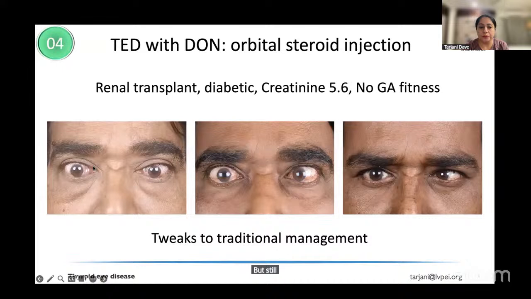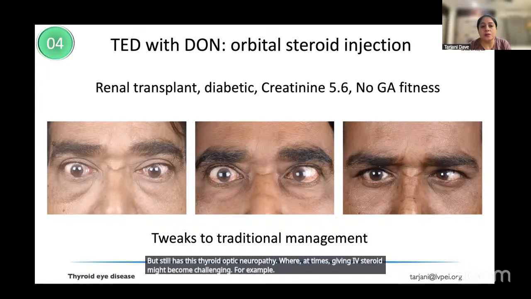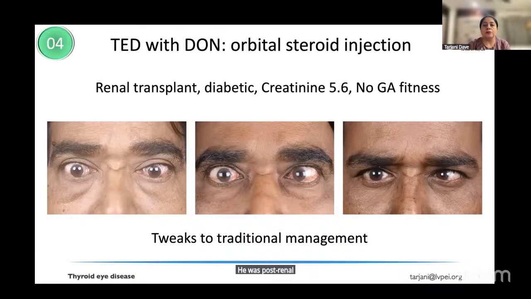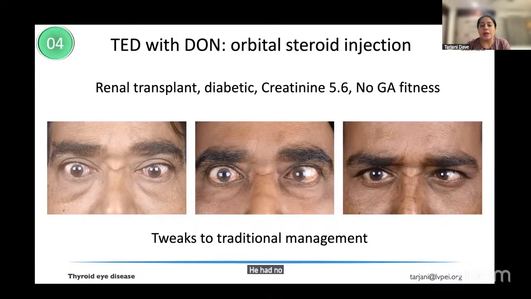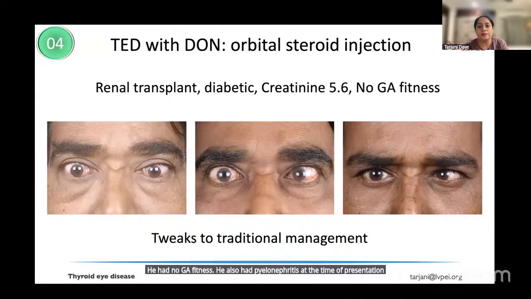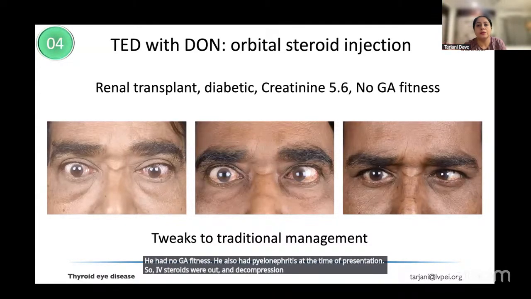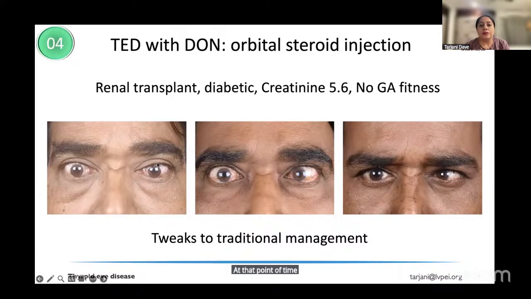There are sometimes patients who come to you with an eye that may not look very inflamed, but still has dysthyroid optic neuropathy, where at times giving IV steroid might become challenging. For example, this was a patient with bilateral dysthyroid optic neuropathy. He was post-renal transplant. He had only one functioning kidney. He was diabetic. His creatinine was 5.6. He had no GA fitness. He also had pyelonephritis at the time of presentation. So IV steroids were out and decompression was out because there was no fitness for general anesthesia at that point of time. So what did we do?